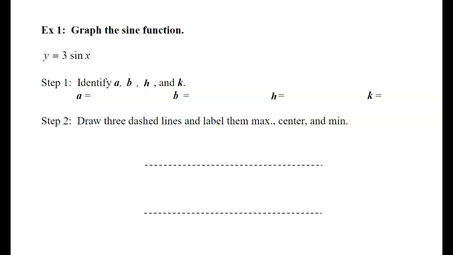So on this graph, what is our A value? Yes. Our A value on this example is the number in front of your function. So your A value is 3. And remember, A is your amplitude as well. So that's like the height from the center of your wave to the maximum point.